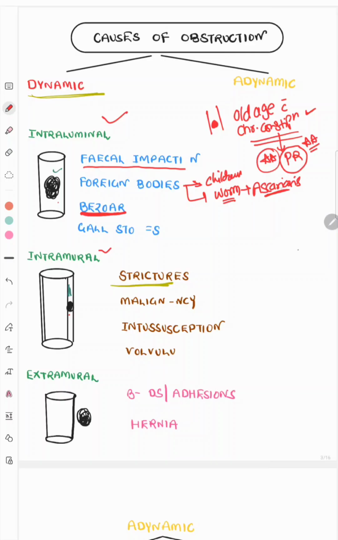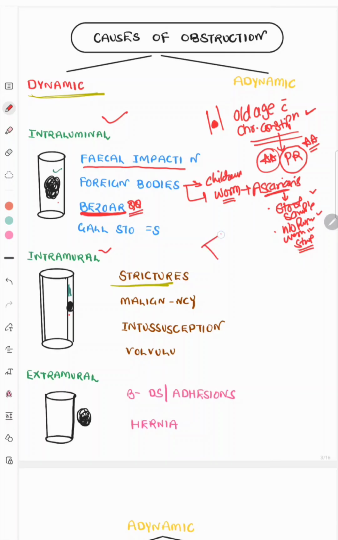So there is an important point. We have to send a stool sample, or there can be a history of passing worms in stool. So these are two points. One, we have to send a stool sample to rule out worms, or we can ask about the passage of worms in stool. The third one is very important from a NEET PG perspective: bezoars.